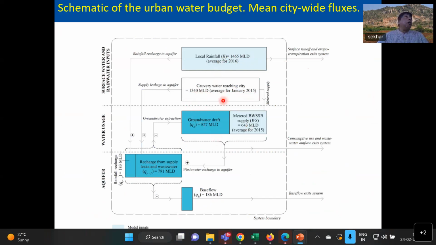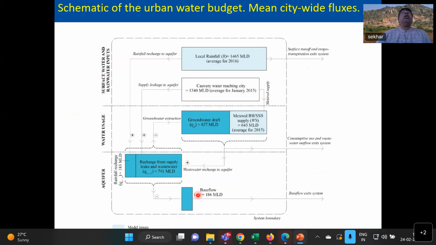Interestingly, we lose a lot of water. As I told you, we lose nearly 25 to 30% as leakage. The groundwater lifted from the city is about 827 MLD. The metered water supply given to the people is 643. So you are bringing water at 1340, but finally the metered supply is only 643. Non-metered water should also be considered because it is a very large component. That's why 35% is the leakage. So recharge from supply leaks is this much. Recharge from rainfall is very small. And there is a base flow.